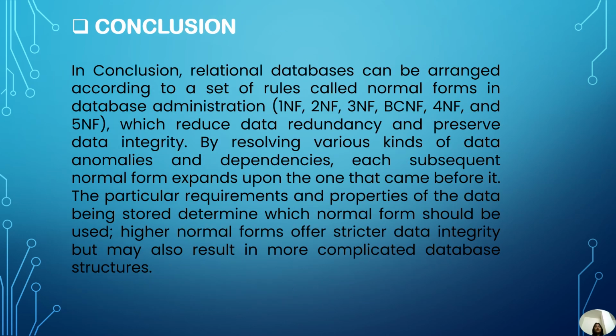Now let us see the conclusion of this topic. In conclusion, relational databases can be arranged according to a set of rules called normal forms in database administration, like 1NF, 2NF, 3NF, BCNF, 4NF and 5NF, which reduce data redundancy and preserve data integrity. By resolving various kinds of data anomalies and dependencies, each subsequent normal form expands upon the ones that come before it. The particular requirements and properties of the data being stored determine which normal form should be used. Higher normal forms offer stricter data integrity but may also result in more complicated database structure.